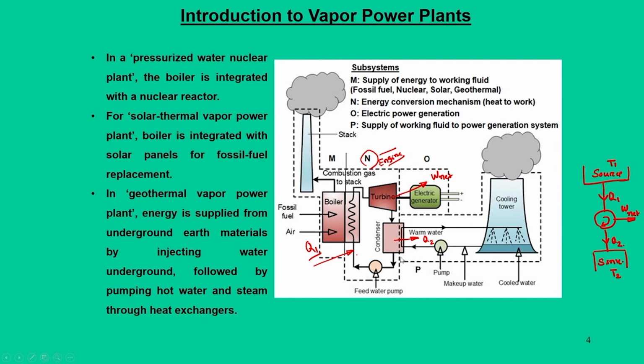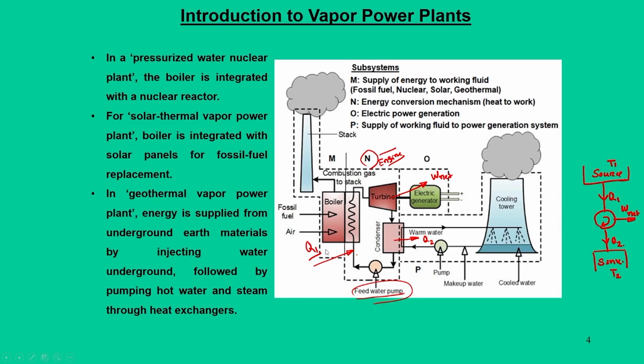Now, in order to run this system N, we require a continuous supply of working fluid. That supply we get through a feed water pump, and in fact, it takes water either from a sump or it can be taken from a cooling tower. So, it all depends on how you supply working fluid to this subsystem N. So, this is what the entire vapor power plant system consists of, but our main focus would be on this section N or subsystem N.